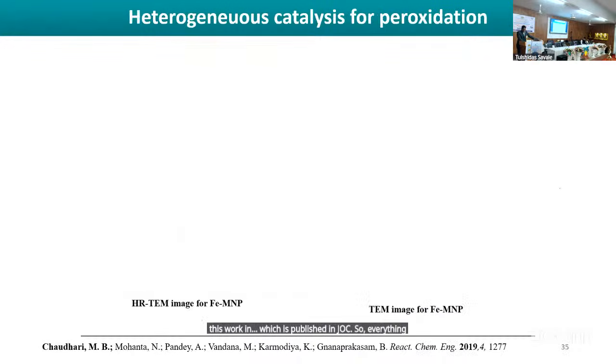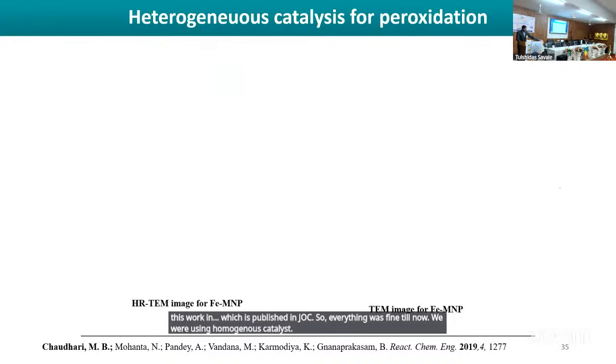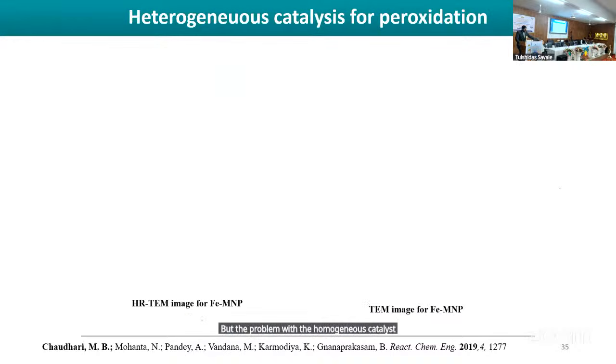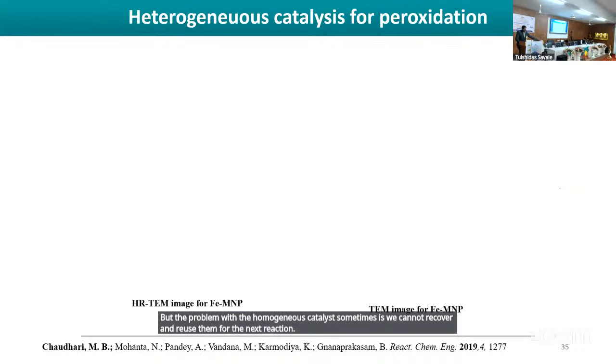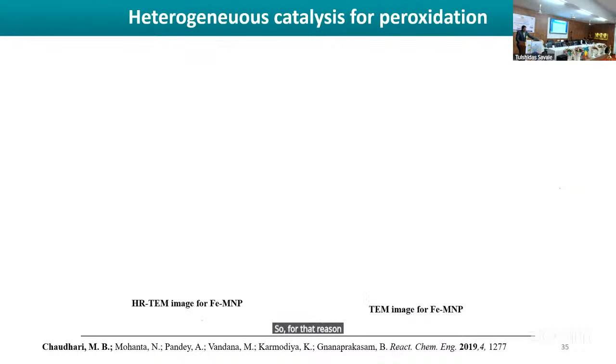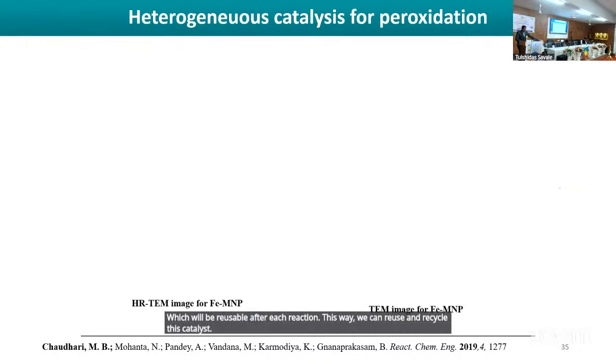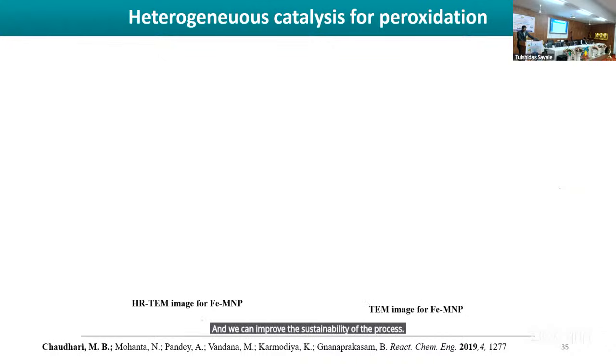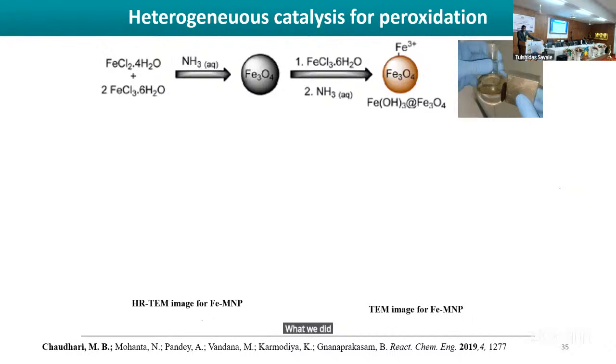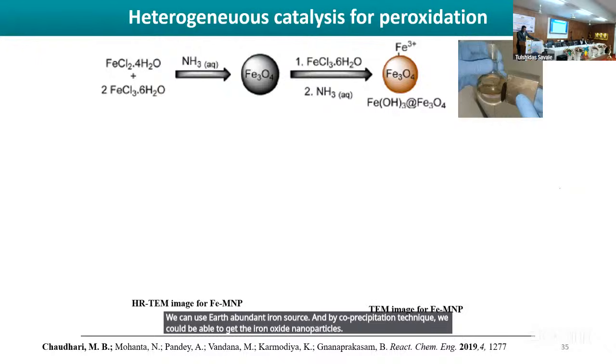So everything was fine till now. We were using homogeneous catalysts, but the problem with homogeneous catalysts sometimes is we cannot recover and reuse them for the next reaction. So for that reason, we thought, okay, let's use some heterogeneous catalyst which will be reusable after each reaction. This way, we can reuse and recycle this catalyst, and we can improve the sustainability of the process. What we did, we dug out some literature, and found that we can use an earth abundant iron source, and by the co-precipitation technique, we could get iron oxide nanoparticles, which are magnetic in nature.